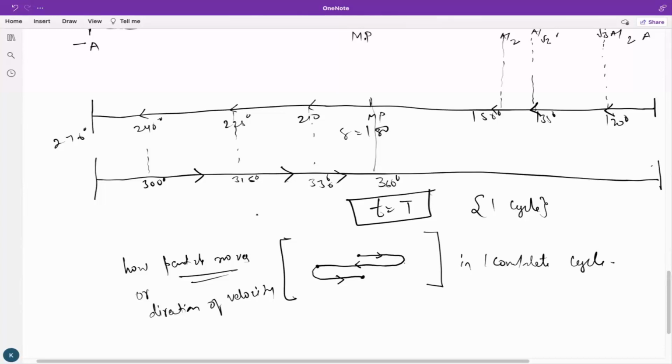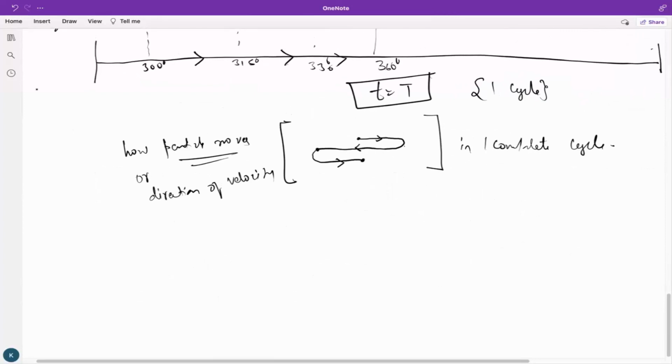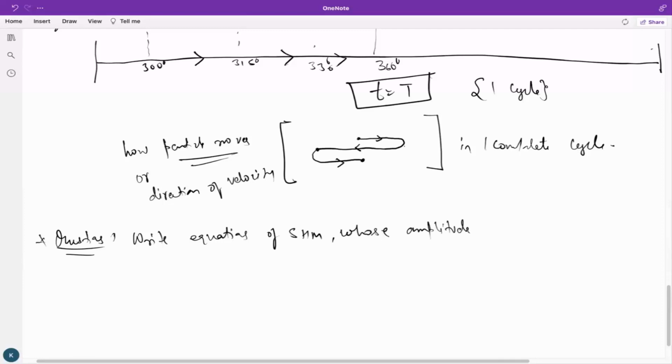So let's do some problems based on it. You have to write the equation of simple harmonic motion whose amplitude and angular frequency are given and the state of motion is given, right? That means the figure is given. So, question: you have to write equations of simple harmonic motion whose amplitude is equal to A, angular frequency is given as omega, and some state of motion is given. So you have to write the equation.